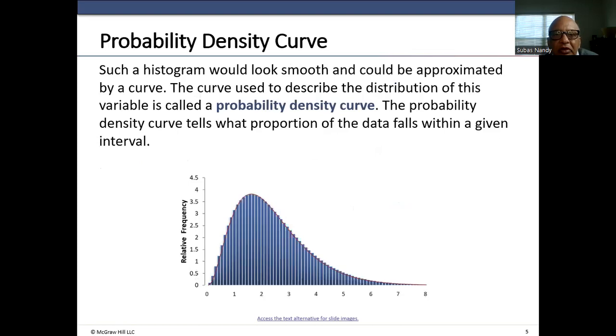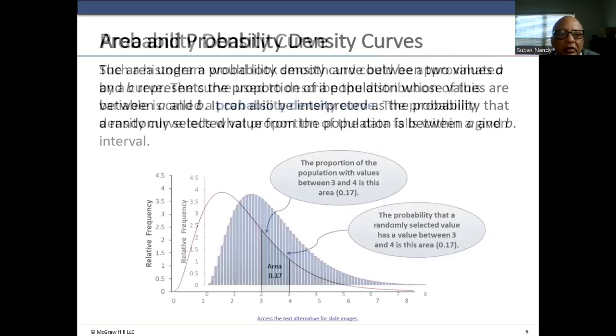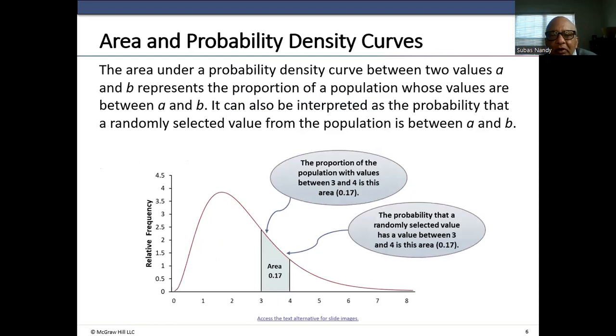Such a histogram would look smooth and could be approximated by a curve. The curve used to describe the distribution of this variable is called a probability density curve. The probability density curve tells what proportion of the data falls within a given interval. The area under the probability density curve between two values A and B represents the proportion of the population whose values are between A and B.